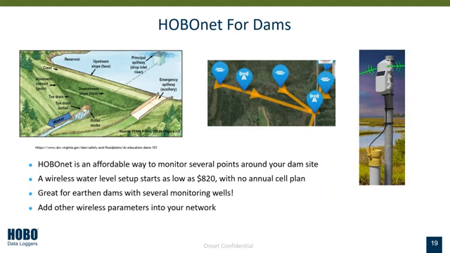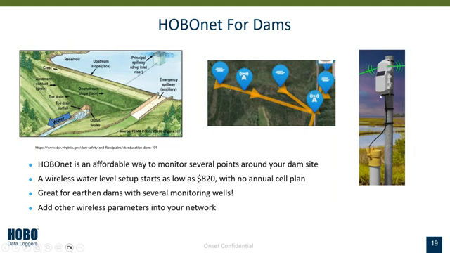Where HoboNet comes in mostly for dams, I would say a great spot for it, and really in most facets of a dam, if you're doing climate or water level or downstream monitoring, but also for monitoring several points. So something like an earthen dam, right? Say you have several monitoring wells or piezometers that you're looking at for seepage, or you just want to get that information. You could use these wireless water level sensors that you see over here on the right hand side. One of these wireless water level sensors starts as low as $820 for the setup, and they have no annual cell plan. So extremely affordable to do that real-time monitoring of water level.